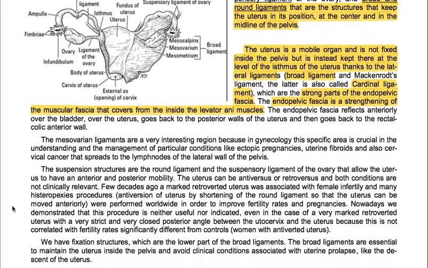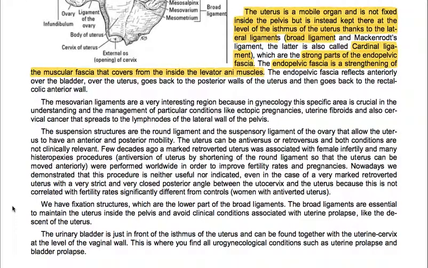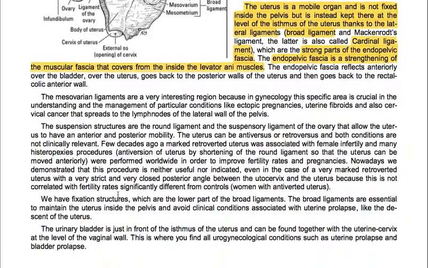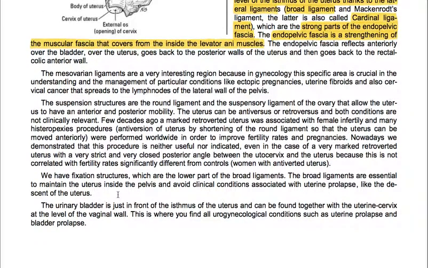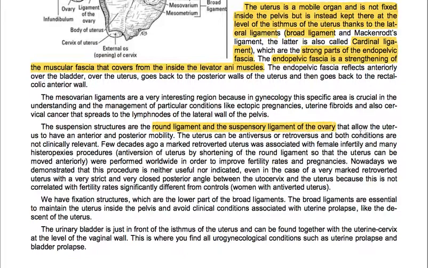The suspension structures are the round ligament and the suspensory ligament of the ovary that allow the uterus to have an anterior and posterior mobility. So the uterus can move anteriorly and posteriorly thanks to the round ligament and suspensory ligament of the ovary. The uterus can be anteverted or retroverted, and both conditions are not clinically relevant.